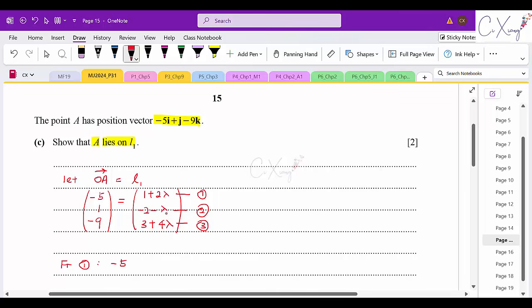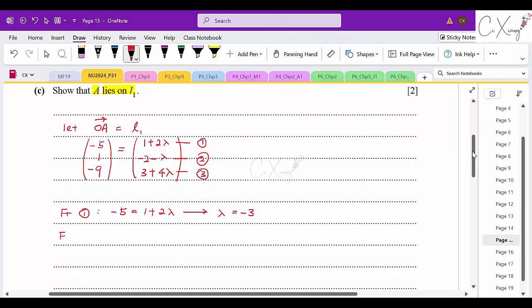From 1, I'm having negative 5 equals 1 plus 2 lambda. If you solve it, you'll have lambda equals negative 6 divided by 2, so negative 3. Then from the second equation, 1 equals negative 2 minus lambda. If I solve for lambda, I also get lambda equals negative 3. Then from equation number 3, I'm having negative 9 equals 3 plus 4 lambda. If I solve it, I can get lambda equals negative 3 as well.